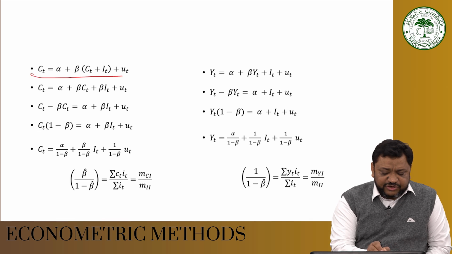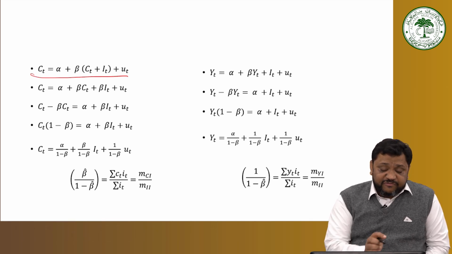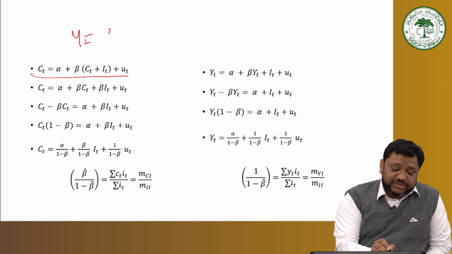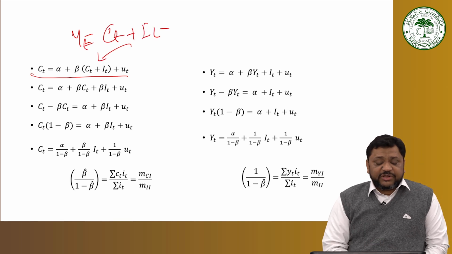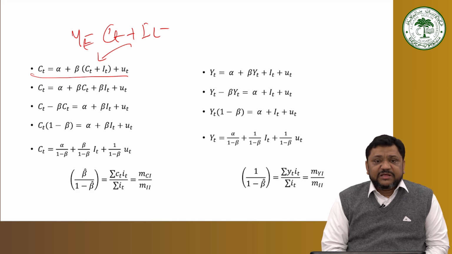So we have this equation, Ct is equal to alpha plus beta yt. Now we have our identity equation, yt is equal to Ct plus it. So we insert it over here. So Ct is equal to alpha plus beta (Ct plus it) plus ut. Now we have Ct is equal to alpha plus beta Ct plus beta it plus ut.